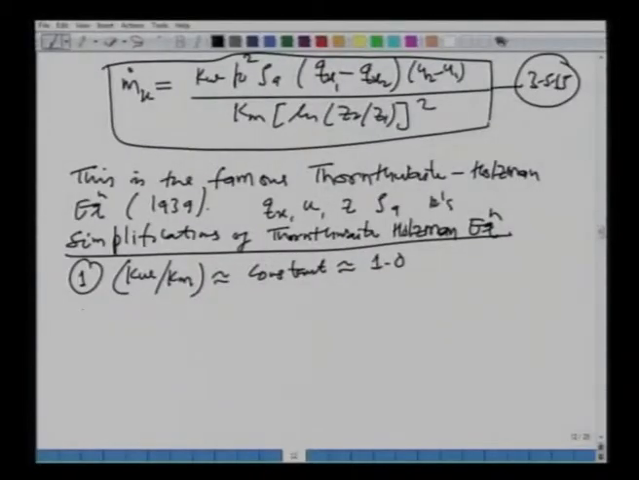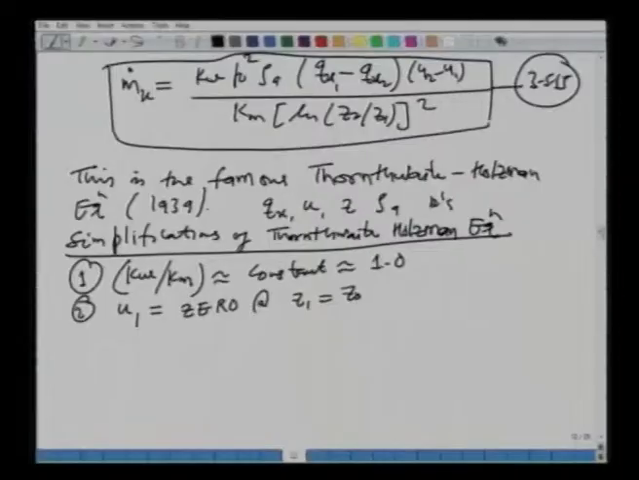Number 2, let us say U1 is 0 at Z1 is equal to Z0. What do we mean by this? This is a fairly reasonable assumption, wherein we are saying that the wind velocity very close to the ground is equal to 0. Due to your boundary layer, you know that due to the no slip condition, the fluid velocity right next to a plate is 0. So, we are trying to use that. We say that U1 is 0 at the roughness height.